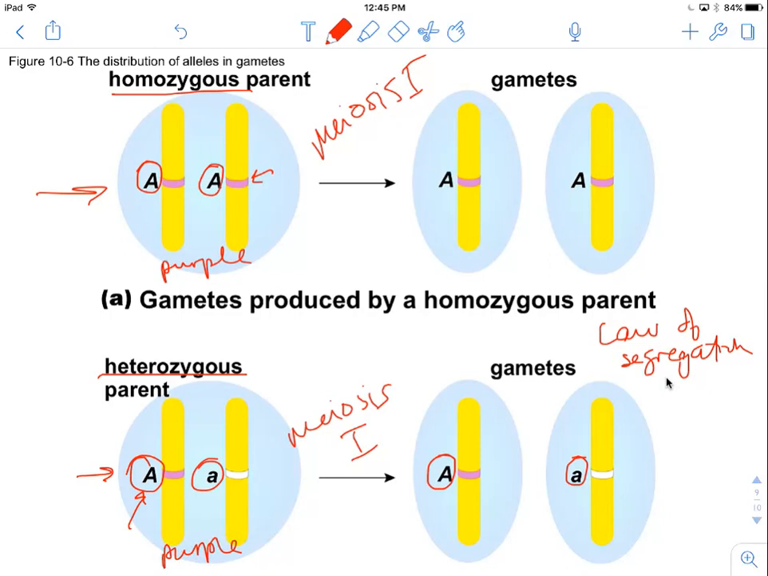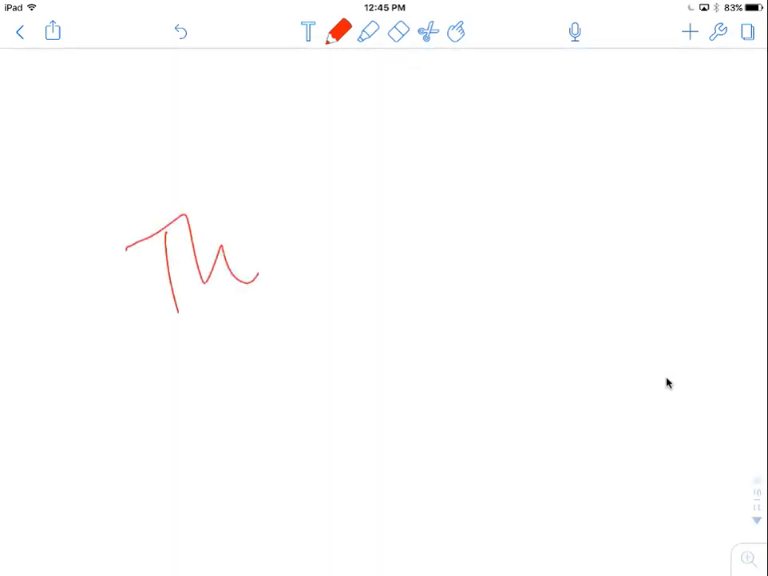Okay, in order to get a white flowered plant, you'd have to have two copies of the recessive allele. So you'd have to have a parent that was homozygous, but homozygous for the recessive allele. Okay, two copies of the recessive allele. That's the only way you get a recessive. Okay? All right. That is all.